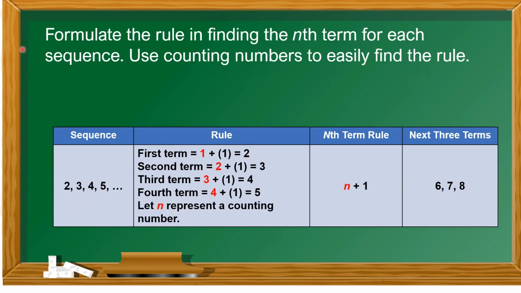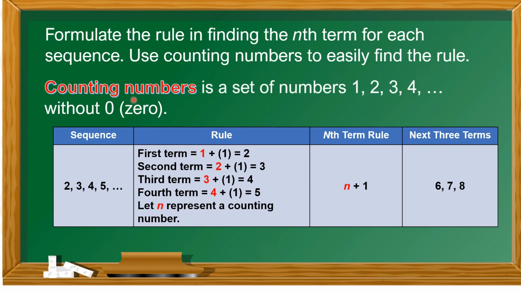Formulate the rule in finding the nth term for each sequence using counting numbers to easily find the rule. What is a counting number? Counting numbers is a set of numbers like 1, 2, 3, and 4 without the number 0. Let's try to have this sequence: 2, 3, 4, and 5. For this rule, we are going to use counting numbers.